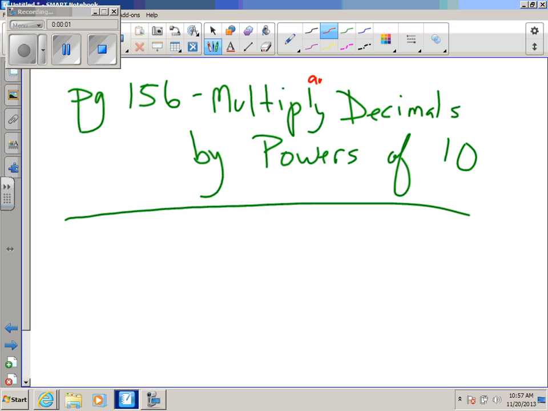Multiply and divide decimals by powers of 10. What are powers of 10, first of all?